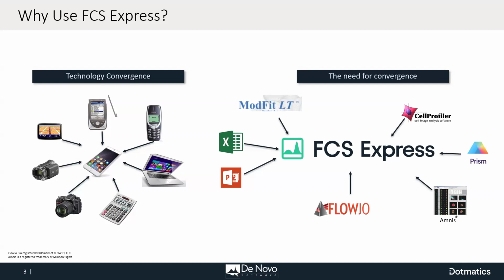So in FCS Express, we converge all those actions into one software program. Everything that you do in Diva or FlowJo is in FCS Express. Most of the functionality of Excel and PowerPoint are built directly into FCS Express, which I'll show you. And if you're doing more specific type of cytometry, like cell cycle analysis or image cytometry, those activities are supported as well within our software. You'll also notice that we have the prism icon there, and that prism icon means we're part of the big family of Dotmatics, so you're able to export into Prism, and I'll point that out for you to see too.